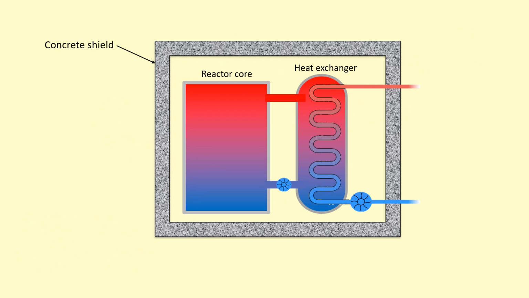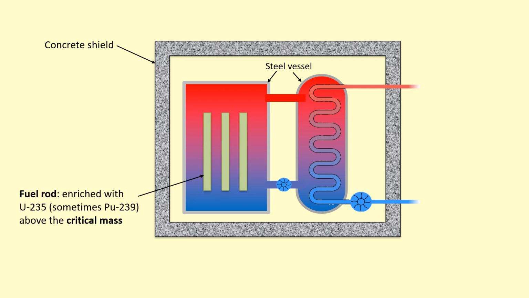So firstly, we've got a concrete shield, and this absorbs any gamma photons or any neutrons that are produced from the reactor core. The reactor core and the heat exchanger are made out of steel that absorbs any alpha or beta and some gamma that's produced. Then inside that, we've got the fuel rods. Now the main ingredient in the fuel rods is uranium-235, sometimes plutonium. And there is uranium-238 inside the fuel rod, but these don't undergo nuclear fission.